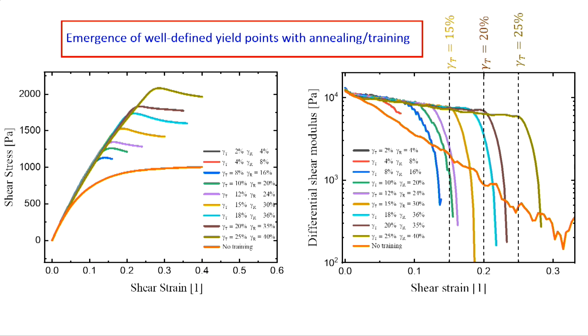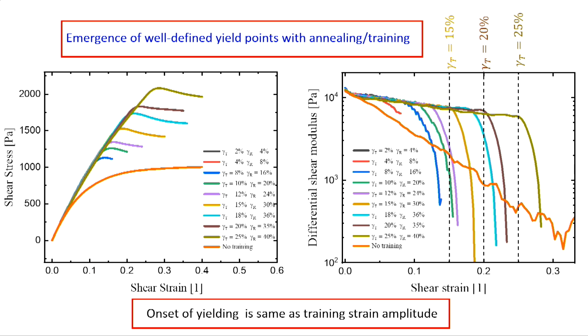For example, for this 15%, you see that this drastic drop happens right after 15% strain. Sorry for mixing up this percent and this absolute value. So the 15% will be here. And then this is 20% and 25%. You can see that up to that amplitude, the differential modulus remains slowly varying, almost constant, but there is a slight downward slope. But as soon as your readout strain crosses that amplitude, there is a drastic drop, in all cases.